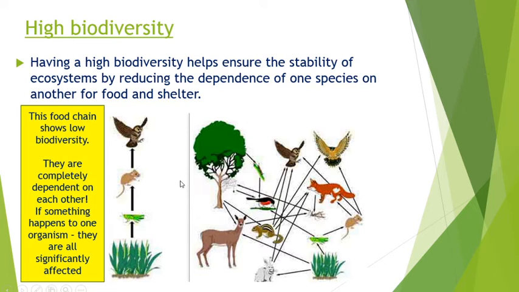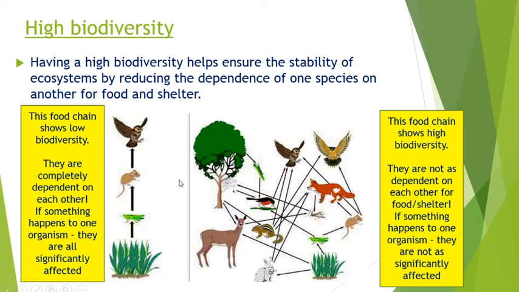This chain here, because I've only got one food chain, one species of each trophic level, has low biodiversity. And as a result, they are completely dependent on one another. If something happens to one organism, they are all significantly affected.